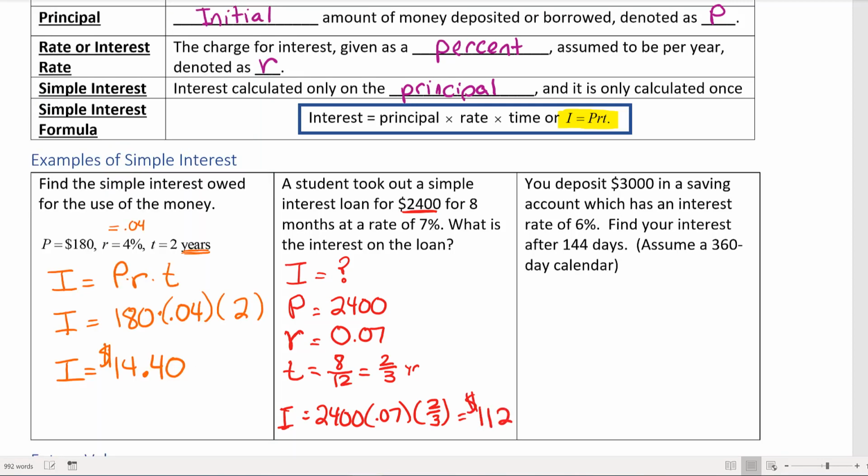So for this particular situation, the student is going to owe $112 at the end of the 8 months for simple interest, meaning the interest is only calculated once.